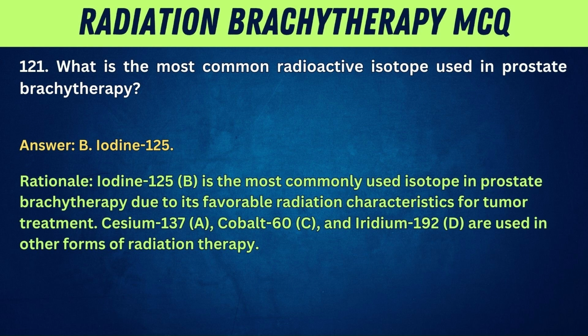Cesium-137, A, Cobalt-60, C, and Iridium-192, D, are used in other forms of radiation therapy.